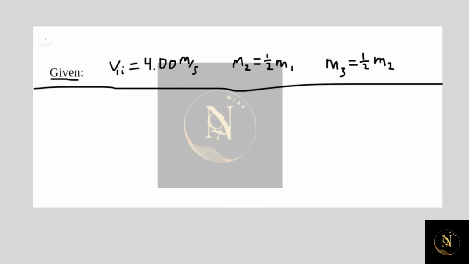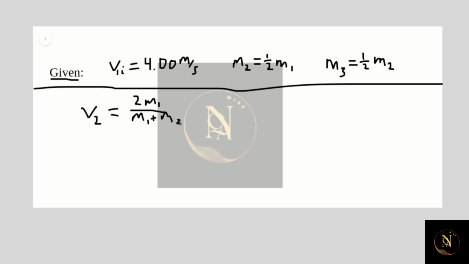Our question says that the speed amplifier in figure 9-75 shows block 1 of mass M1 sliding along an x-axis on a frictionless floor with a speed of V1 initial of 4 meters per second, which I write as V1I. Then it undergoes a one-dimensional elastic collision with the stationary block 2 of mass M2 equal to 1/2 M1. And then next, block 2 undergoes a one-dimensional elastic collision with stationary block 3 of mass M3, where M3 is equal to 1/2 M2. A, what then is the speed of block 3?